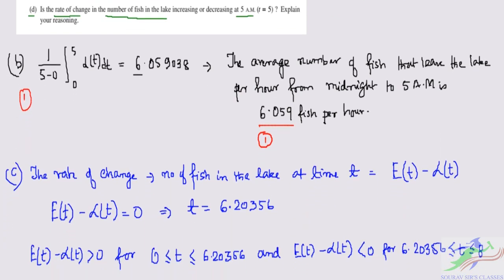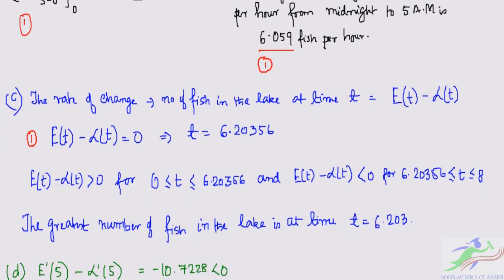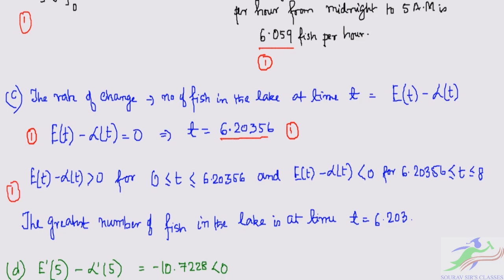In part C, we have set this value E(t) minus L(t) equal to 0. For this part it is 1, and this is the answer we got for t equal to this, and this is the explanation. So for the answer it is 1, and for the explanation part it is 1. So 3 points in part C.